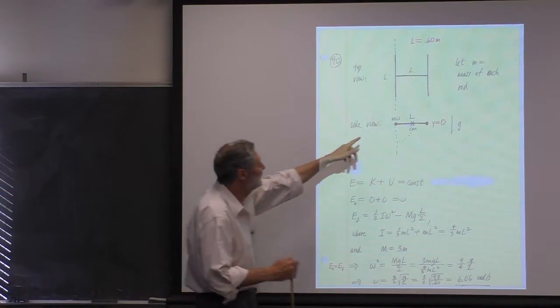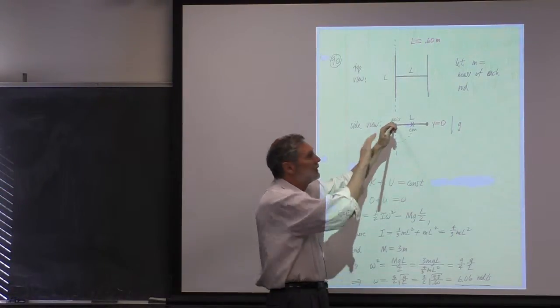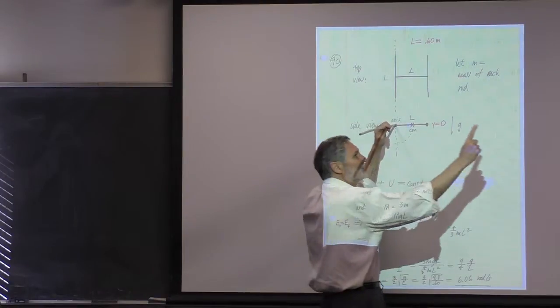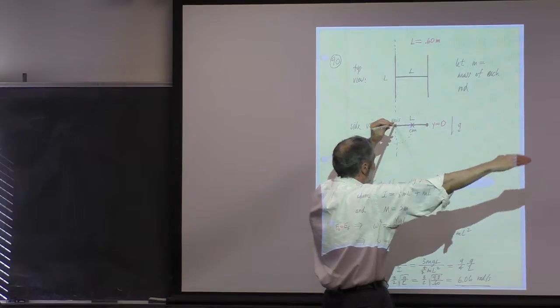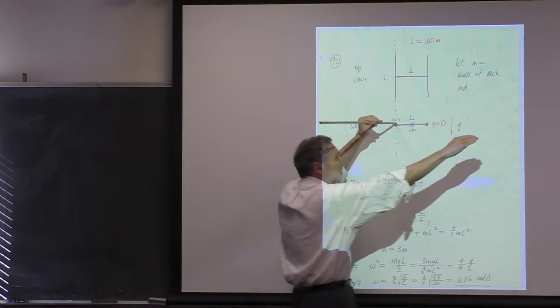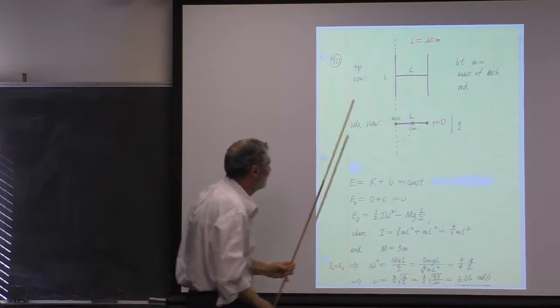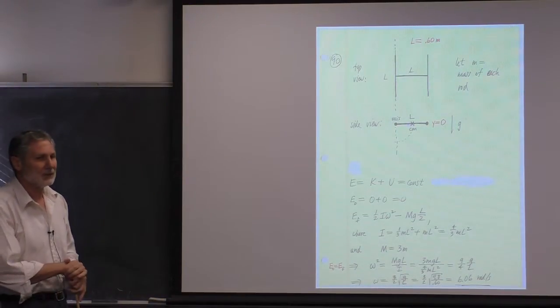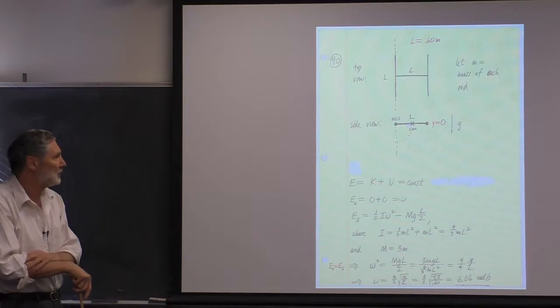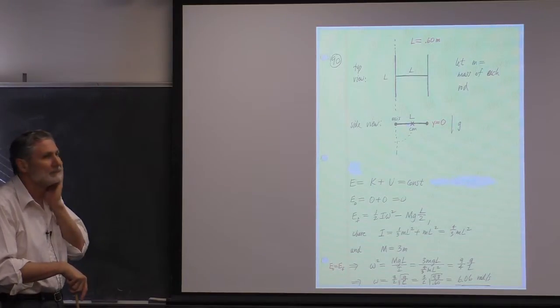So here's a side view. Here's one arm. Here's the cross arm of the H. This one's over here, and it's going down like this. It's released from rest here and goes down there. So we want to find the final angular velocity right at the moment it's at the bottom. That's the problem here.